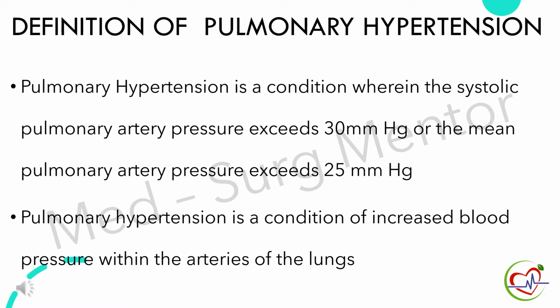Definition of pulmonary hypertension. Pulmonary hypertension is a condition wherein the systolic pulmonary artery pressure exceeds 30 millimeters of mercury, or the mean pulmonary artery pressure exceeds 25 millimeters of mercury. Or in short, pulmonary hypertension is a condition of increased blood pressure within the arteries of the lungs.